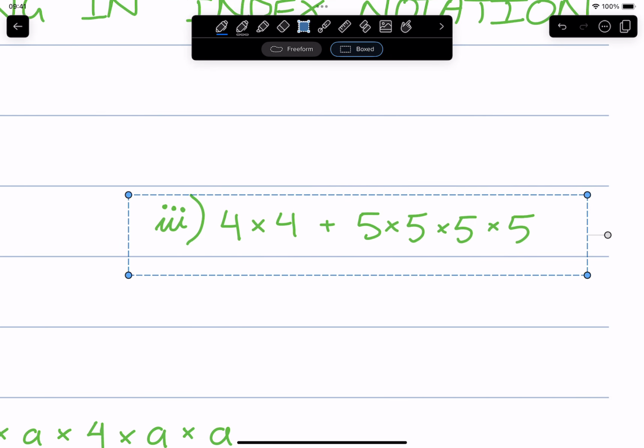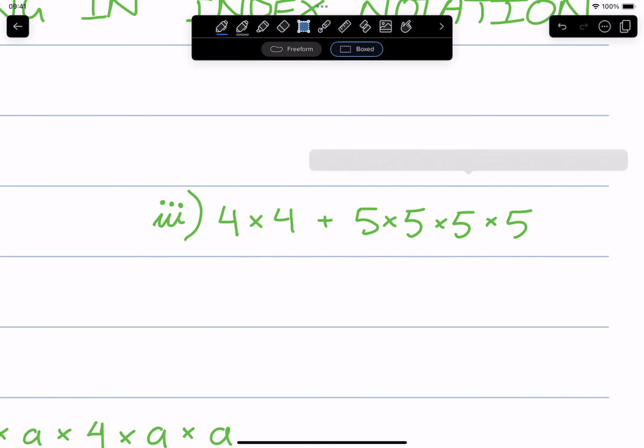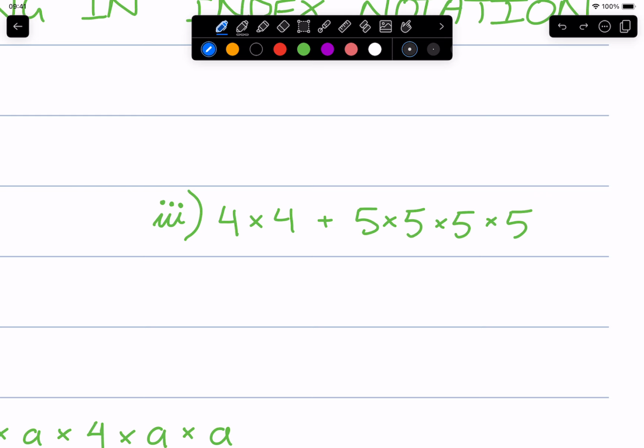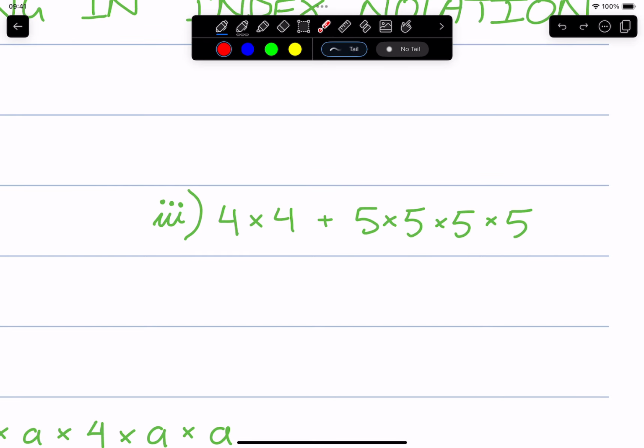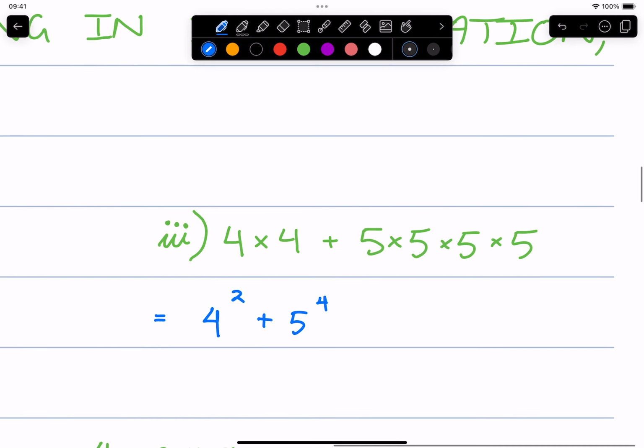Okay, so let's keep going here. Now in this one, there's a plus in the middle of all of them. Because of that, you have to pay close attention, because only the repeated multiplications become index notation. So this becomes 4 squared. The 5 stays as it is, and this becomes 5 to the power of 4. And there we have it.